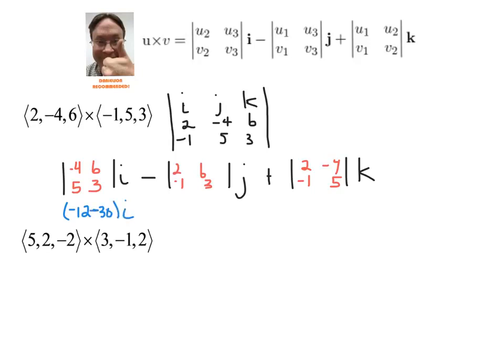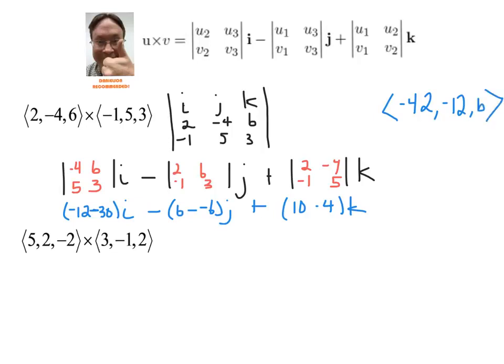Okay, so let's go here. We've got 6 minus -6, that's j. And 10 minus 4, and that's k. So let's simplify. We have -12 minus 30. That's -42. I'm going to put this right here. 6 minus -6 is 12. But remember, the j has a negative in front, so it's going to be -12. And 10 minus 4 is 6.